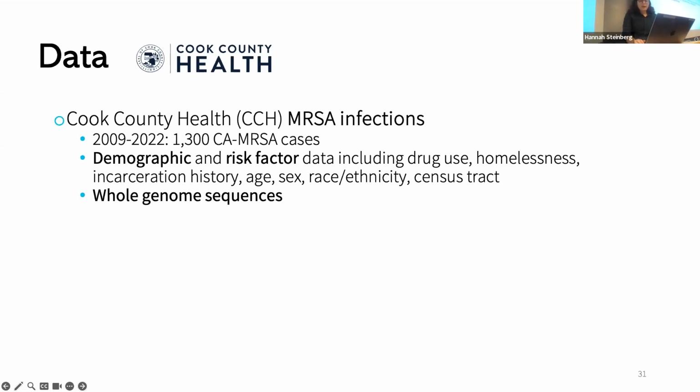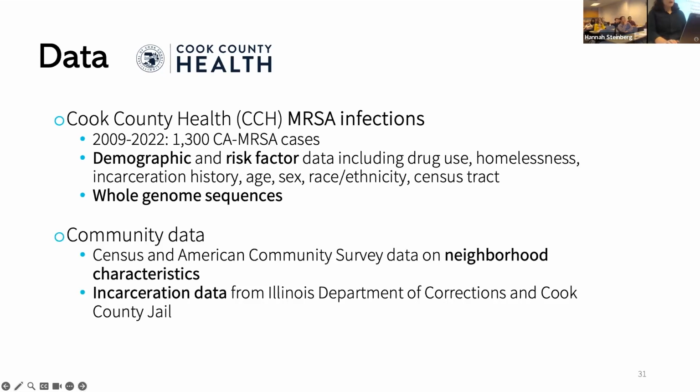And we have demographic and risk factor data for each of these cases, including drug use, homelessness, incarceration history, age, sex, race, ethnicity, and census tract. And each of these isolates were also whole genome sequenced. We also include community data in our analyses that come from the Census and American Community Survey on neighborhood characteristics. And we also have information on incarceration from the Illinois Department of Corrections and the Cook County Jail on a zip code level.